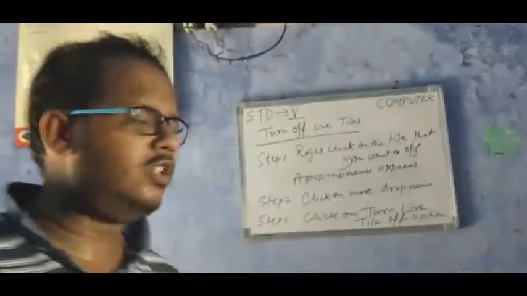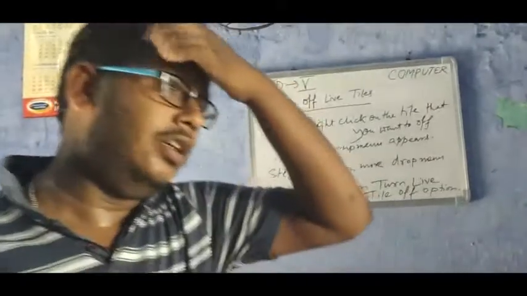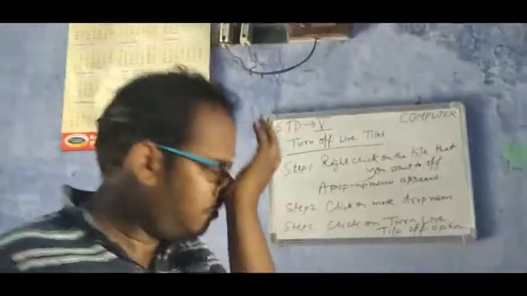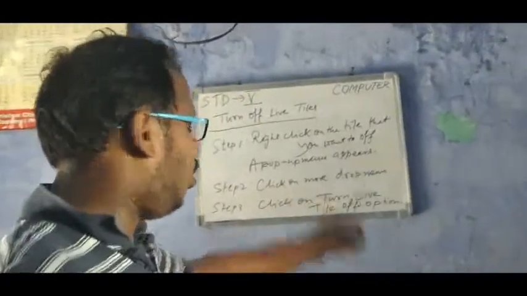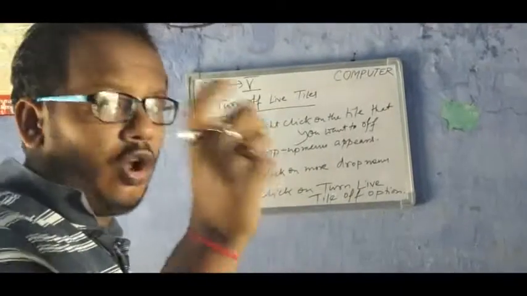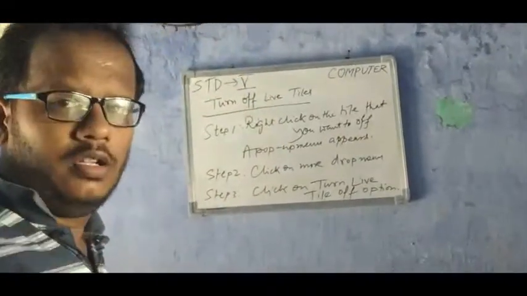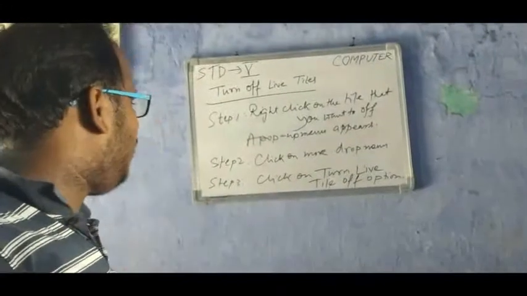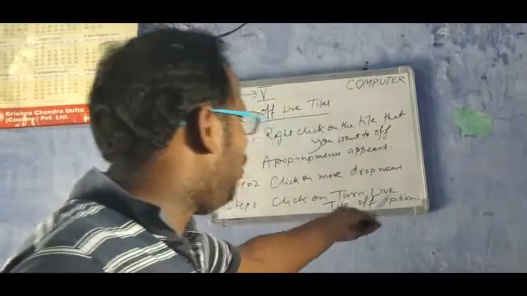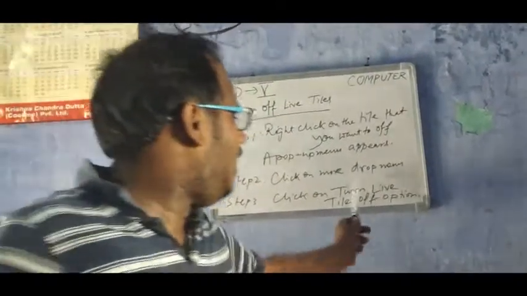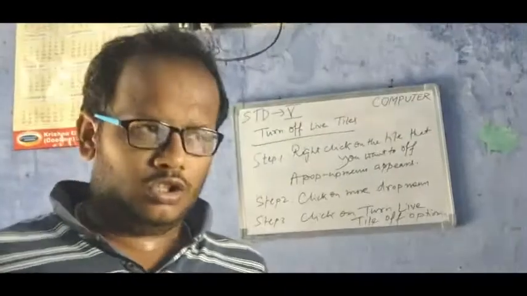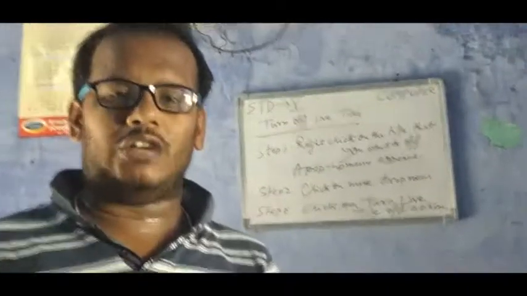Once you right click on the tile that you want to turn off, a pop-up menu will come out. Click on the more drop menu option, which will lead you further. There you will see the turn live tile off option. You just click it, and the live tile that you don't want will be off.